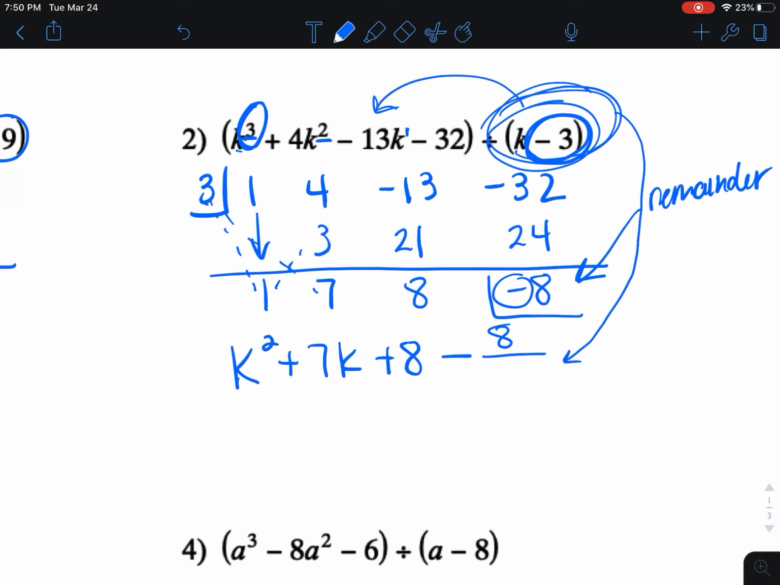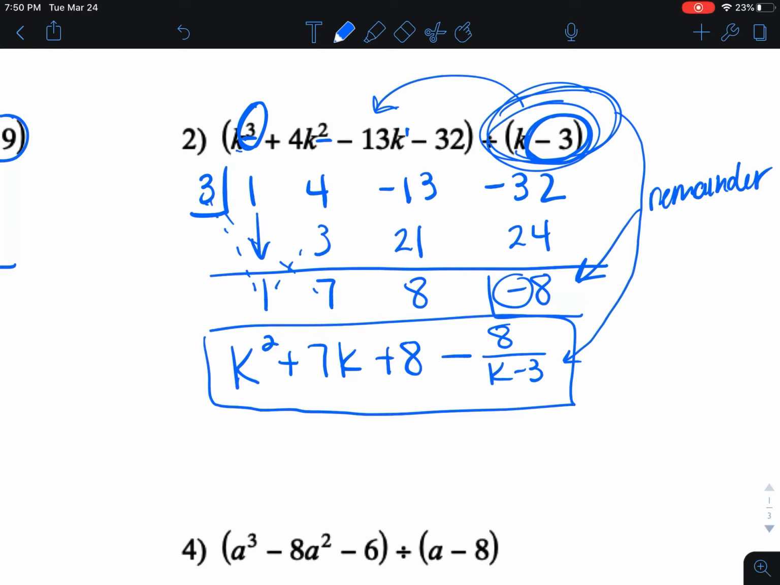So what you are dividing by, that binomial, we're going to put that on the bottom. So now we have k squared plus 7k plus 8 minus 8 over k minus 3. Okay, and that's your solution. We leave it just like that. So again, all you're doing is putting the remainder on the top of a fraction with that binomial on the bottom of the fraction.